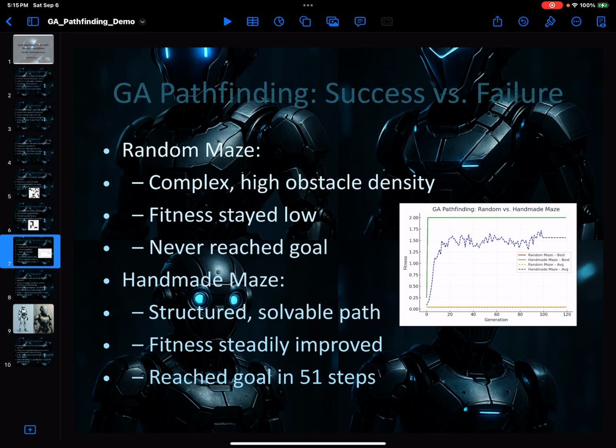This comparison chart shows the difference clearly. In the random maze shown in red and orange, the fitness stayed low across generations and never reached a solution. In contrast, the handmade maze shown in green and blue had fitness that steadily improved until the robot reached the goal. This comparison highlights both the strengths and weaknesses of genetic algorithms. They are flexible and adaptive, but their performance depends heavily on problem structure and feedback.